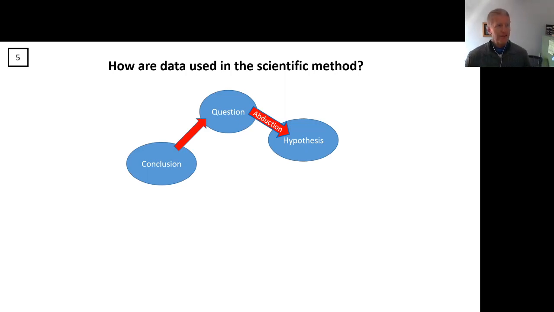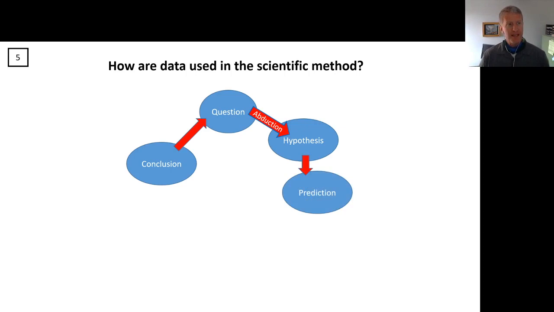Okay, so if hypothesis is a statement about causality, then how do you go about making an experiment? Well, a lot of times we skip this step when we're describing the scientific method, but I think it's very important to make the distinction between a prediction and a hypothesis. And the distinction is that a hypothesis is a statement about causality, and a prediction is a statement about what will happen if that causality is true or is in effect.